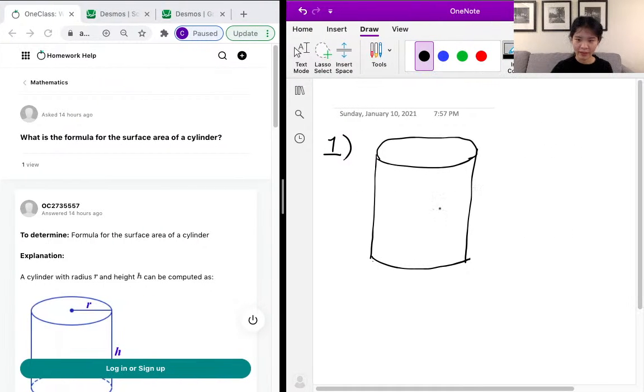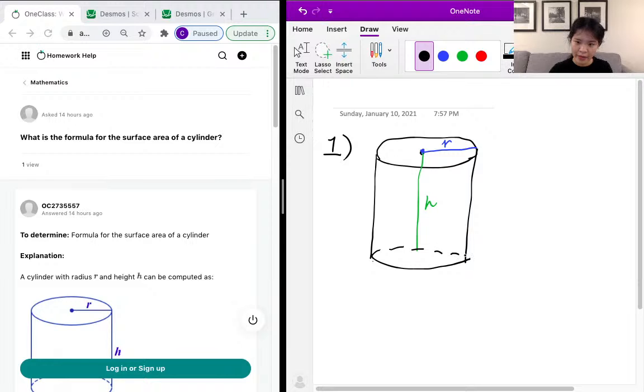So first we have a cylinder right over here, and we know that the top of a cylinder is a circle. So let me just draw it in blue actually. And this would be the radius of the circle that's on the top of the cylinder. Then we also have the height of a cylinder. Let's just draw it in green. So this is the height of the cylinder.